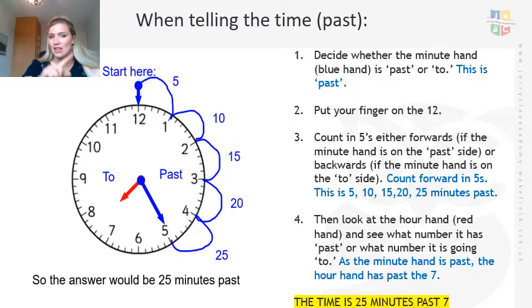So if we count it together, 5, 10, 15, 20, 25 minutes past, we can then look at the hour and we can see, as the minutes are past, we need to see which hour it has passed, so which number has the hour hand passed. We can see here that the hour hand has passed the 7, so we know that it is 25 minutes past the 7.